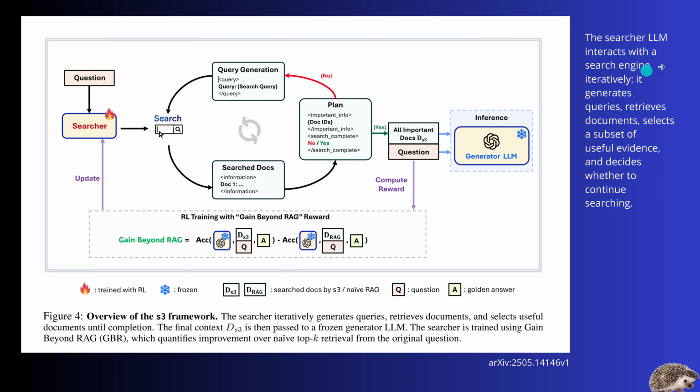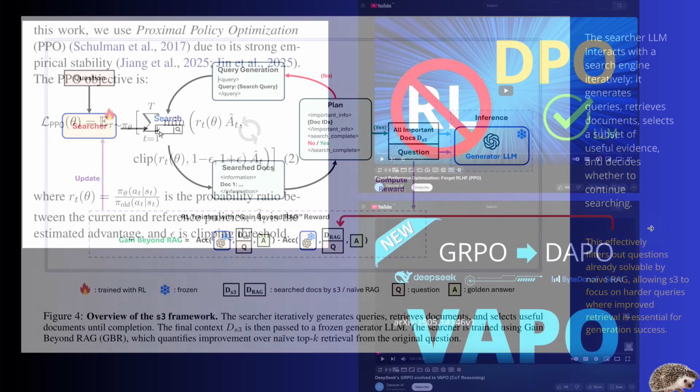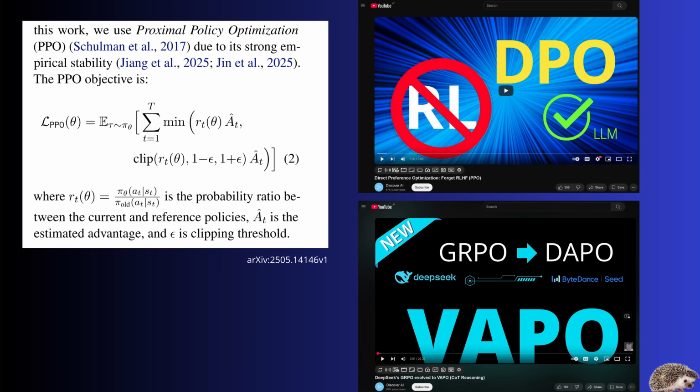The search element interacts with a search engine iteratively. It generates queries, retrieves now the documents, selects a subset of useful evidence, great, and decides whether to continue searching, yes or no. And this, as I told you, is so beautiful. This effectively filters out questions that are solvable by a naive RAG, allowing it to focus really on the harder queries where improved retrieval is essential for generation success. What a beautiful thing.